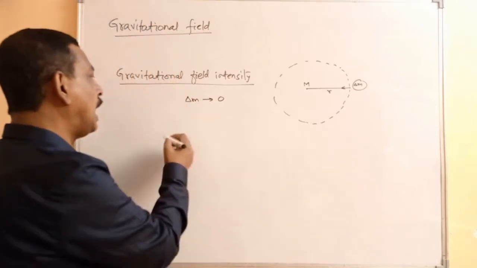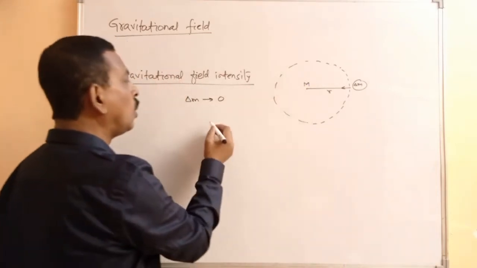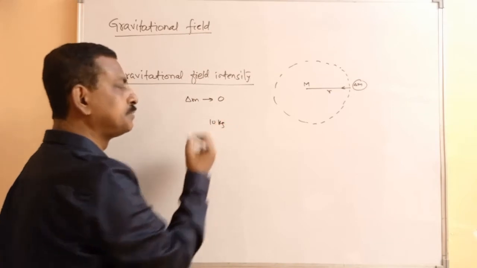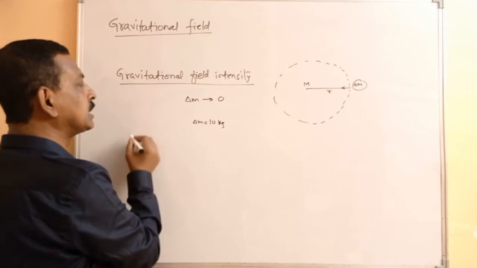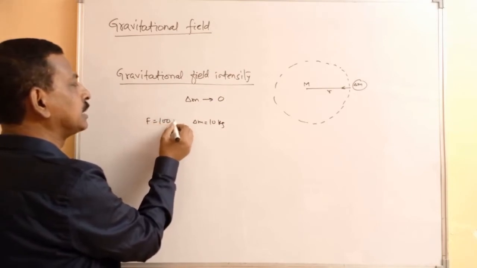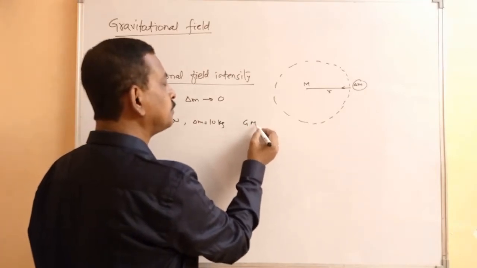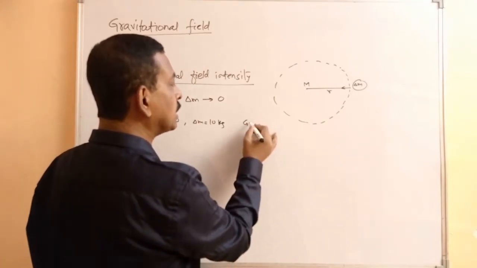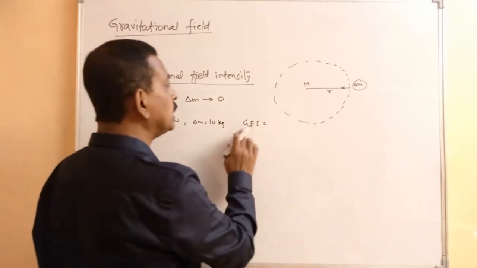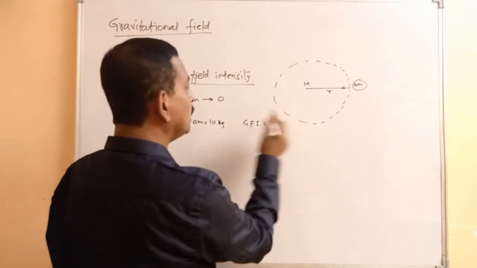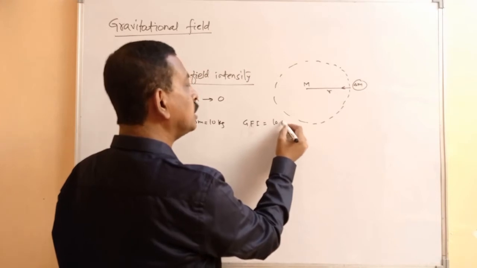Just imagine I have a body that is the test mass there of mass 10 kg. And this one is experiencing, suppose delta m is 10 kg and the force experienced is 100 Newton. So what will be the gravitational field intensity? If you take the gravitational field intensity, it is force per unit test mass. So if it is your F by delta m, it will be your 10 Newton per kg.